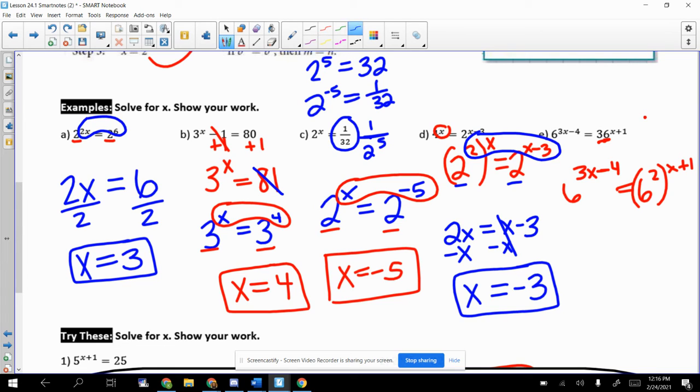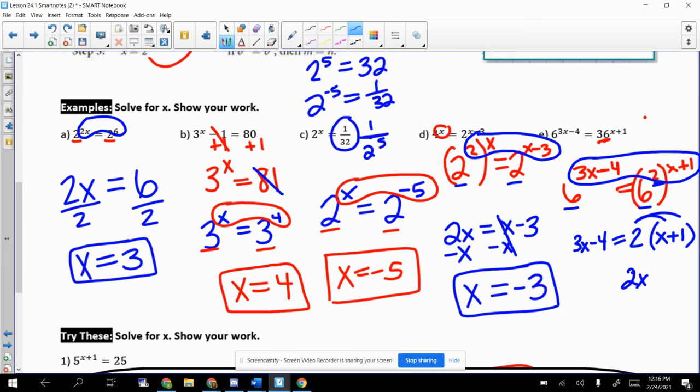Okay, so now, again, we have the same base, both of them are 6, but then we need to set these exponents equal to each other. So this is going to look like 3x minus 4 equals, don't forget about this 2 here, so that's going to be 2, and then remember, just like the last one, you have to multiply it, but this time by x plus 1. So in the last one, we just did 2 times x, but now it's 2 times x plus 1. So we're actually going to have to distribute that. So 2 times x is 2x, and 2 times 1 is 2.